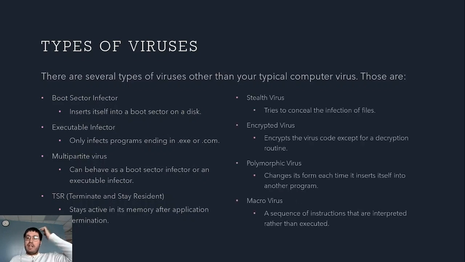On the right-hand side, we got the stealth virus, an encrypted virus, polymorphic virus, and a macro virus. A stealth virus, the fifth one, tries to conceal the infected files as much as possible once it infects a computer system or a directory. The sixth one, the encrypted virus, encrypts all of the virus code except for a small decryption routine. Then we got the polymorphic virus, which changes its form each time it inserts itself into another program. And finally, a macro virus, which is a sequence of instructions that are interpreted rather than executed.